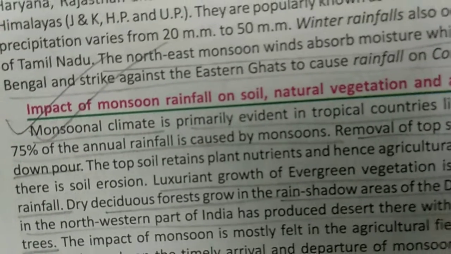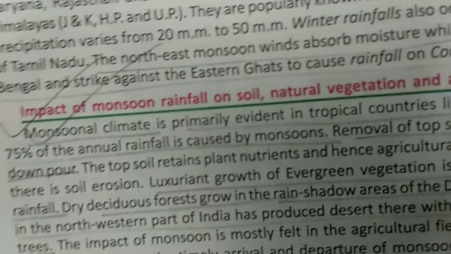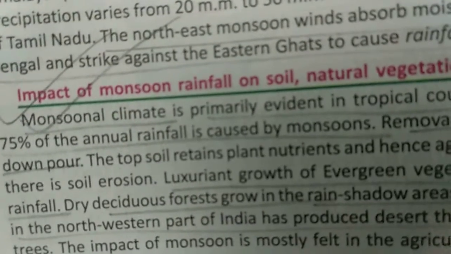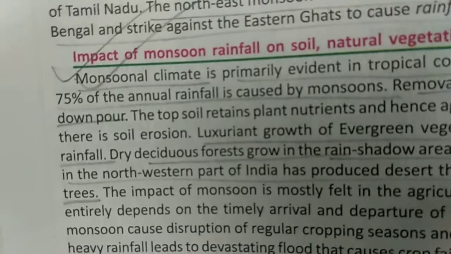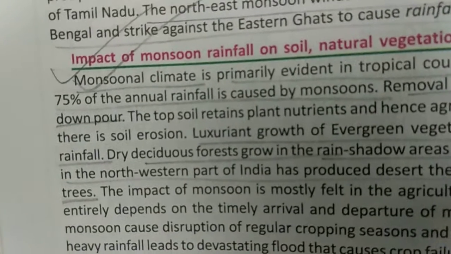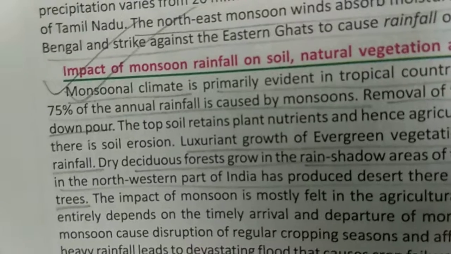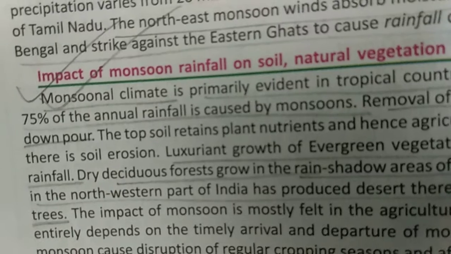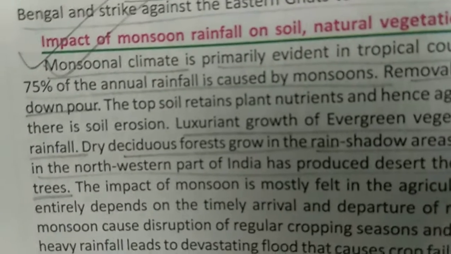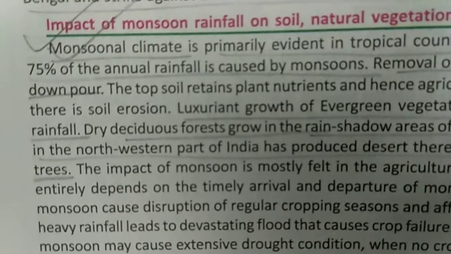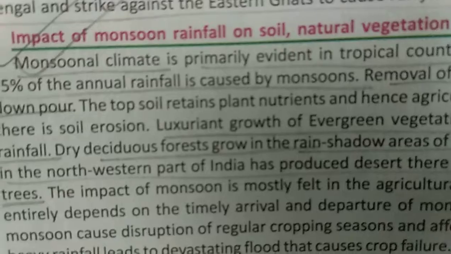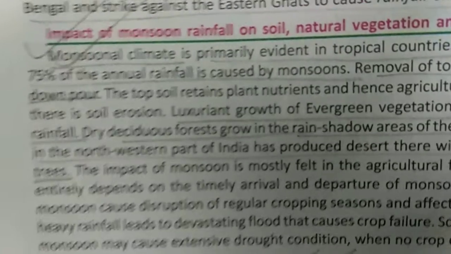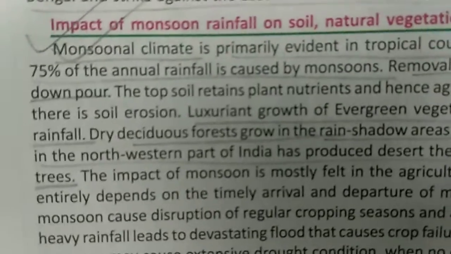Little rainfall in the northwestern part of India has produced desert, because there is no rain. Here thorny shrubs and stunted trees grow. The impact of the monsoon can be felt in the agricultural field, as our country is an agricultural country, and here cropping during the season depends entirely on the arrival of the monsoon.